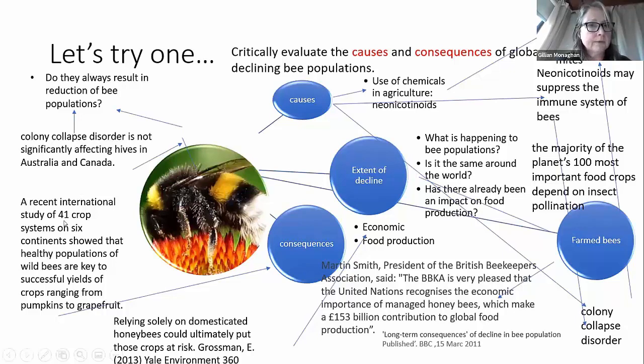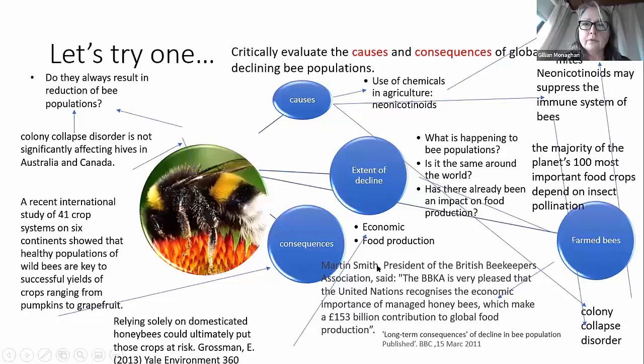Well, apparently a recent international study of 41 crop systems on 6 continents found that wild bees are important to their pollination. If we rely solely on domesticated honeybees, we could ultimately put these crops at risk. That's from E. Grossman, Yale University. So, okay, we've got 2 different ideas. Managed farm bees, the importance of wild bees. So 2 different opinions. I need to do some more research around that.